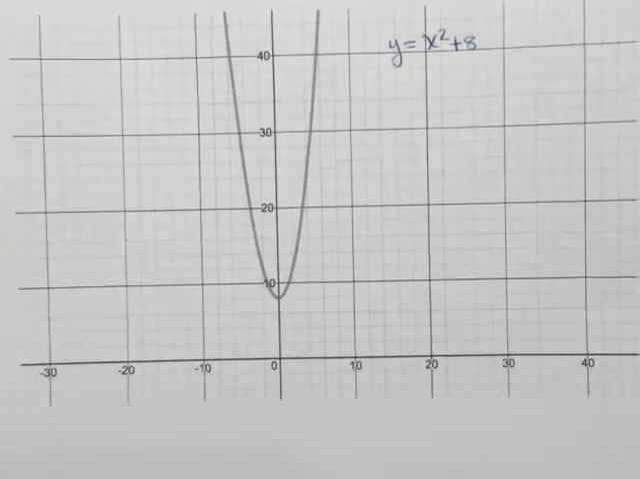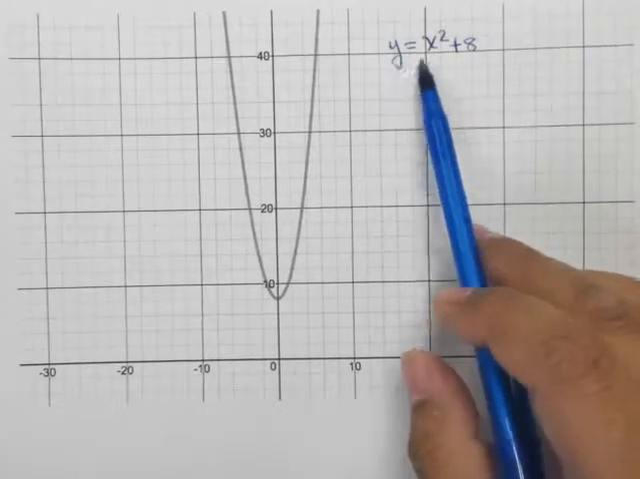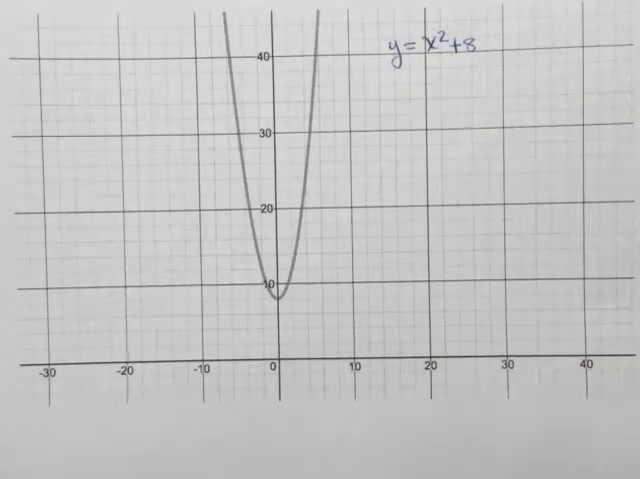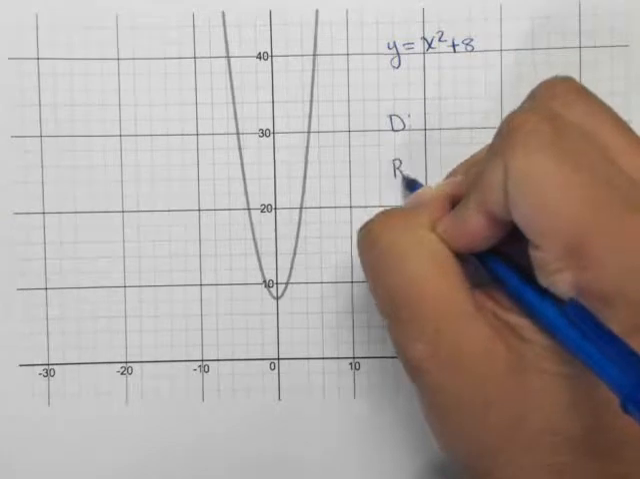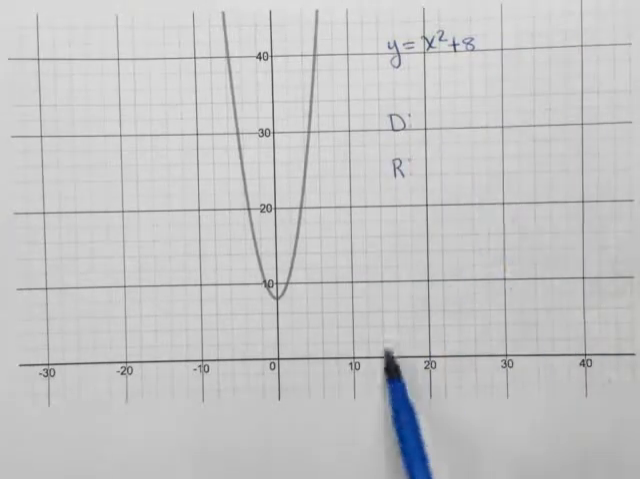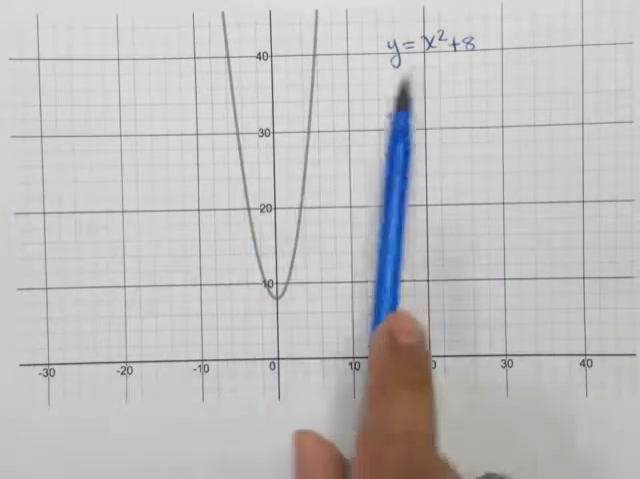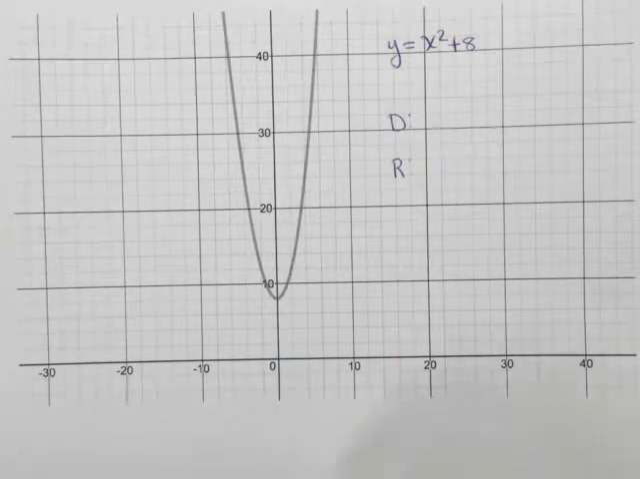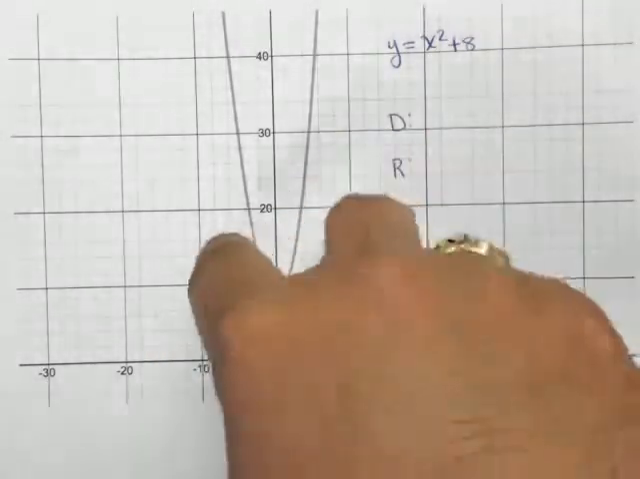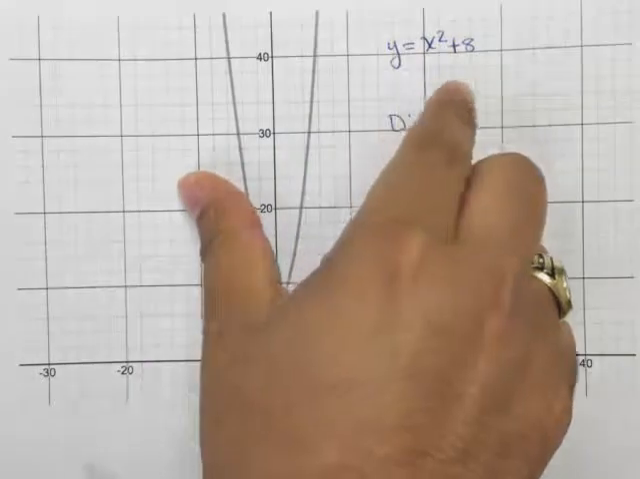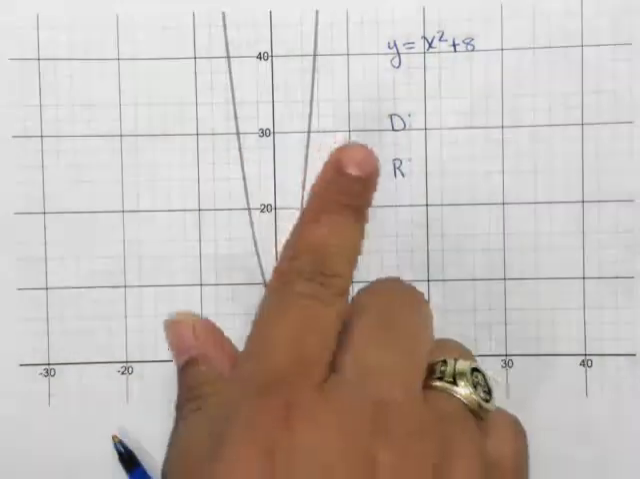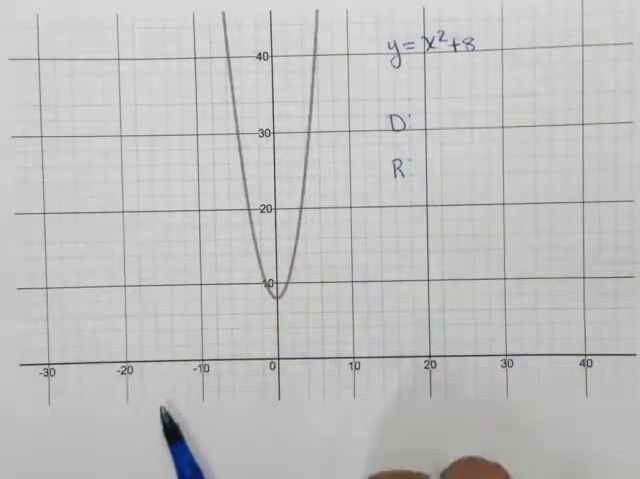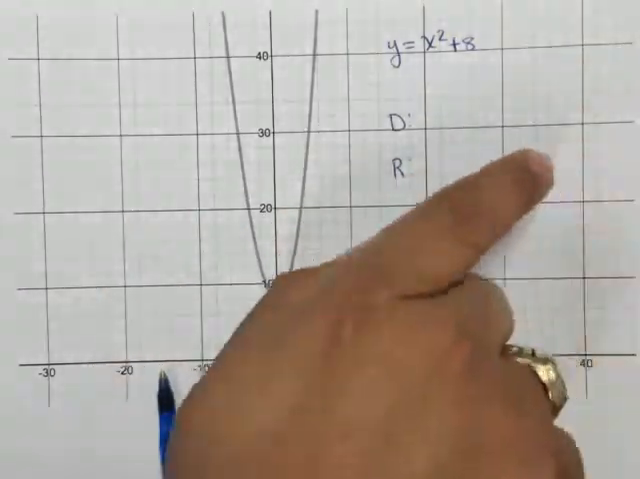Okay, in this example, we're given a quadratic, y equals x squared plus 8, and we are asked to identify the domain and the range. All right, so let's talk about this for a second. It's a parabola. Again, as you've seen in a previous example, the domain of a parabola is going to spread out off to infinity to the left and off to the right to infinity. So negative infinity, positive infinity.